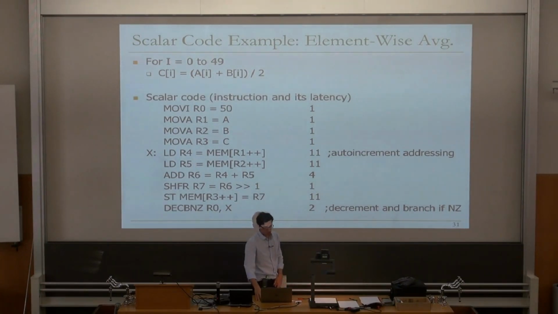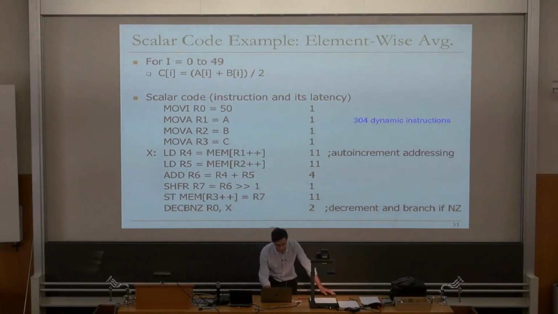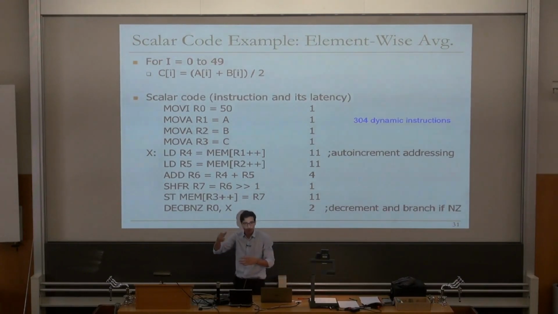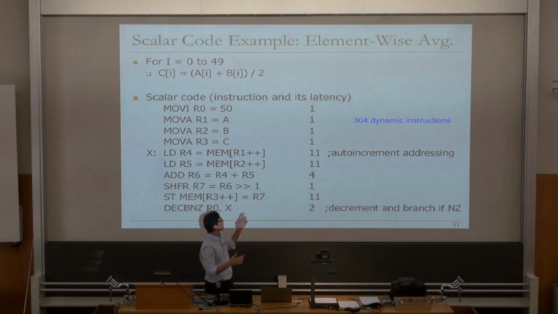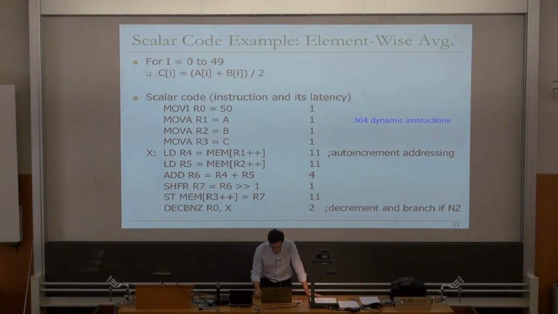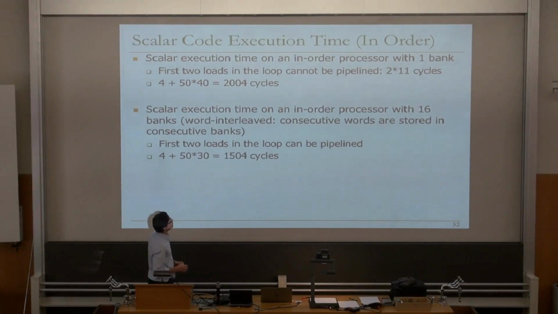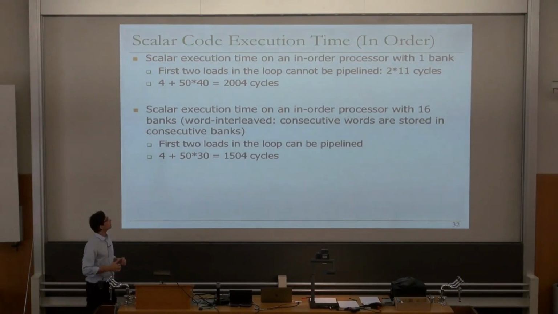So if we count the total number of instructions that we need here, the total number of dynamic instructions is 304. Essentially it is the 6 instructions that we have in the loop, because every 6 instructions we will jump, for 50 times. This is 300 instructions plus the 4 move instructions that we have in the beginning. That's why we have 304 dynamic instructions. And because we know the latency of each of these instructions, we can count how many cycles we will need to execute the entire computation.